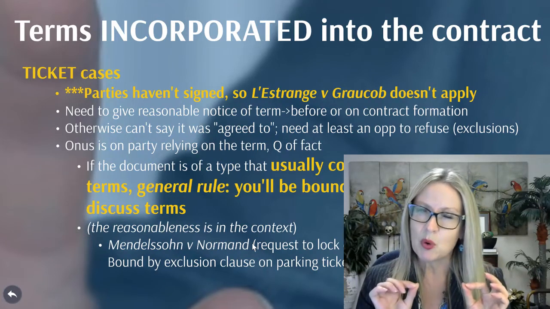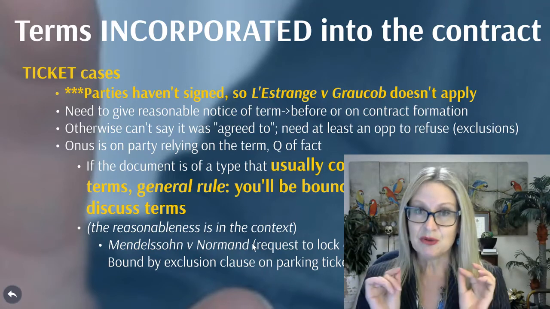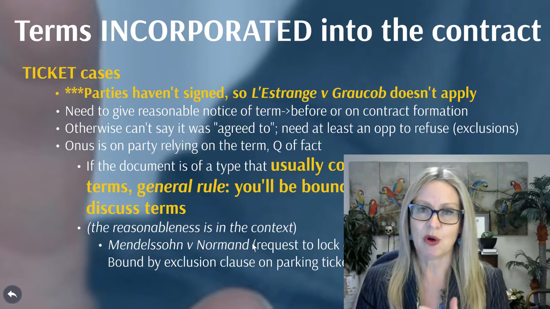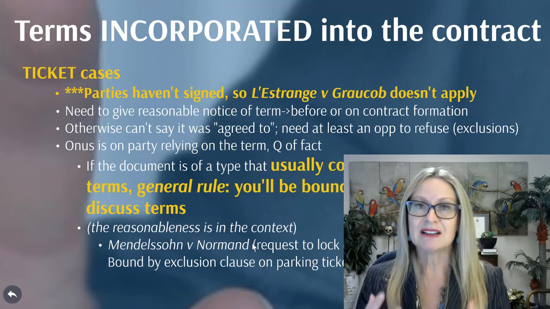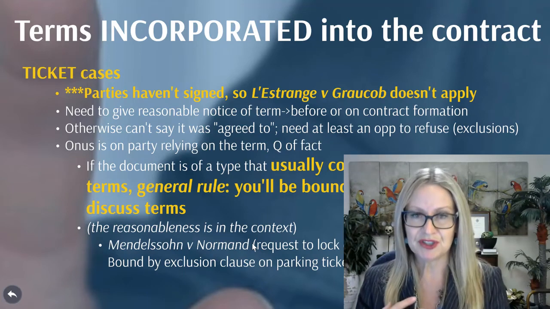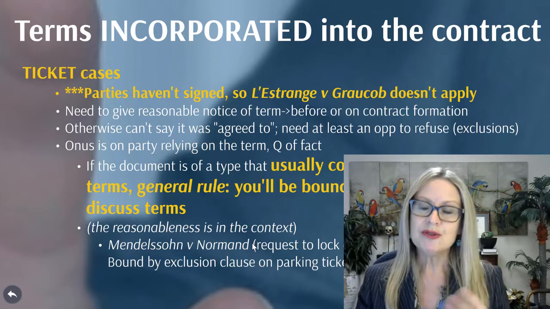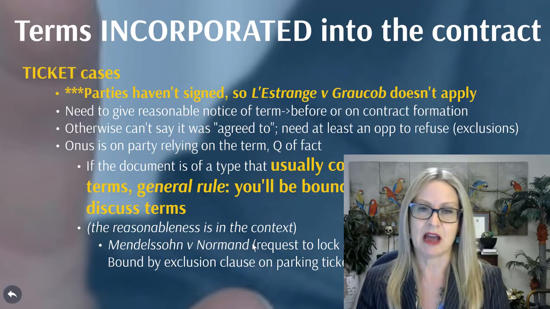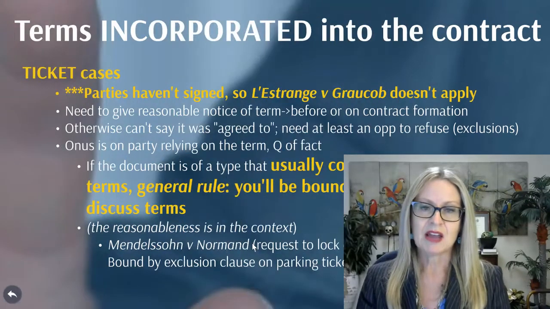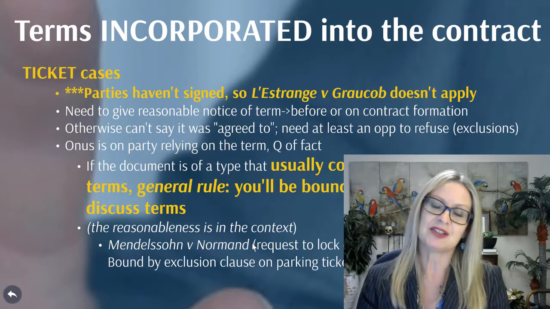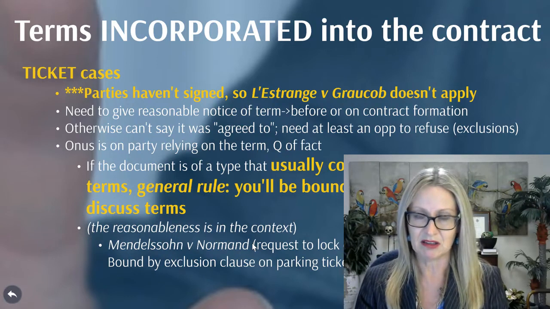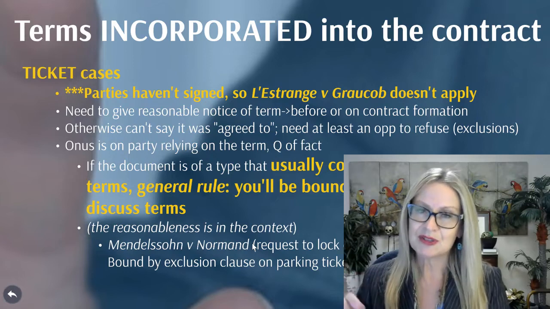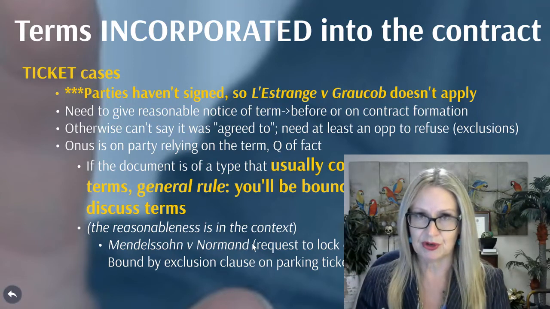I've laboured that point a little bit, but the reason is that you have to be crystal clear on the fact that the parties, in order to be bound by terms on tickets and unsigned documents, will still need to have sufficient notice, okay? The onus of proving sufficient notice is on the party seeking to rely on the term, and that will always be a question of fact. If the document is of a type that normally contains contractual terms, generally speaking, you'll be bound if you don't object or enter into some kind of discussion about the terms, okay?